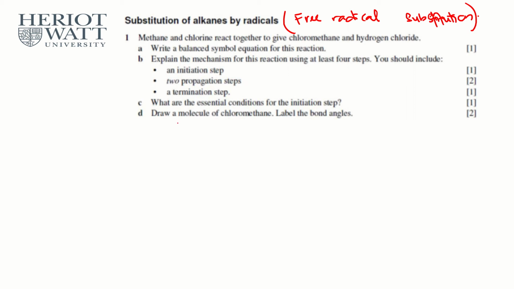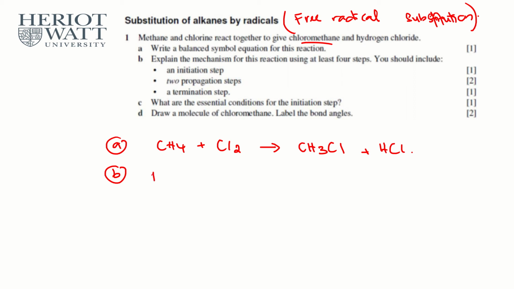So this is the reaction between methane, which is CH4, plus chlorine, Cl2, and then the products are chloromethane, so it will be CH3Cl, and HCl, hydrogen chloride. Okay, and that will be the balanced equation. Next, part B, explain the mechanism for this reaction using at least 4 steps. So you should include initiation, propagation, and termination. So we split it up.